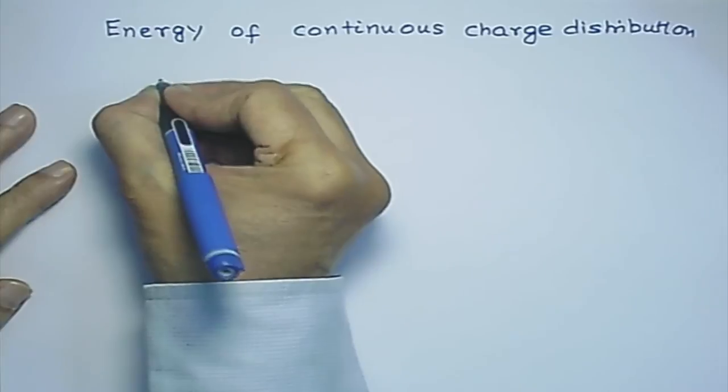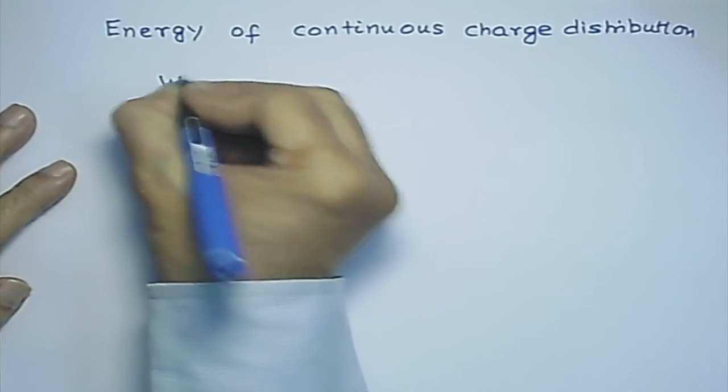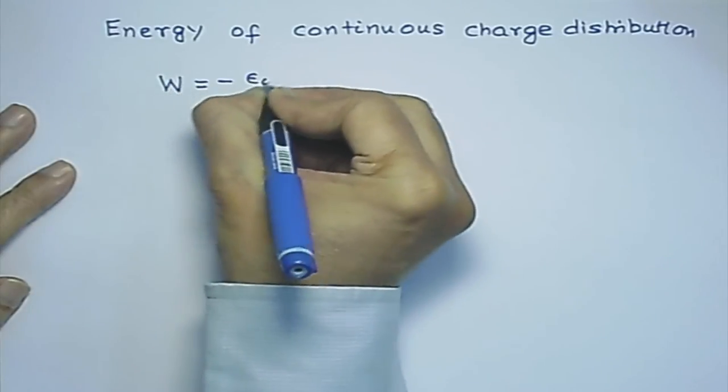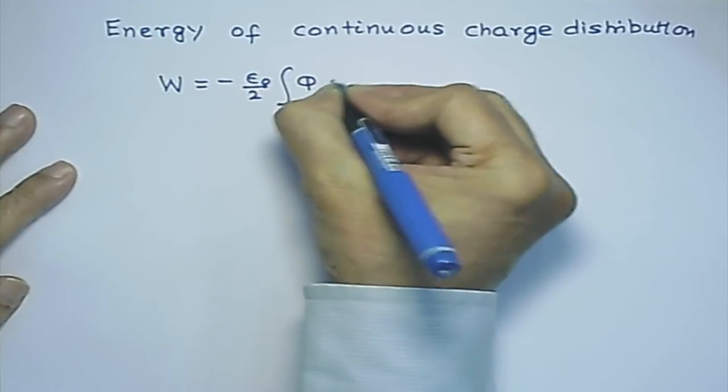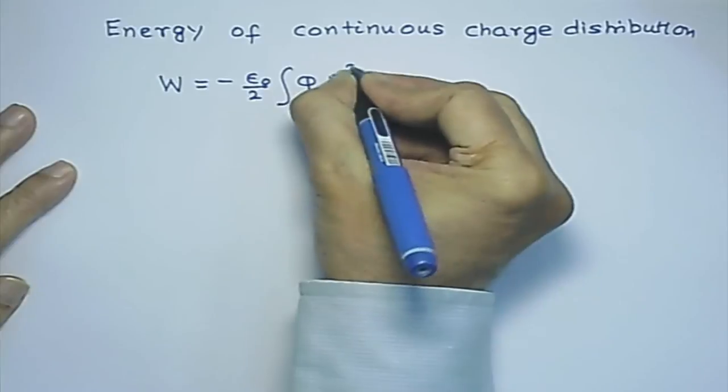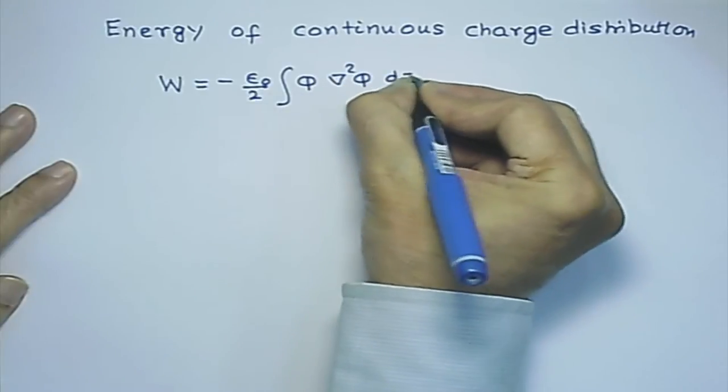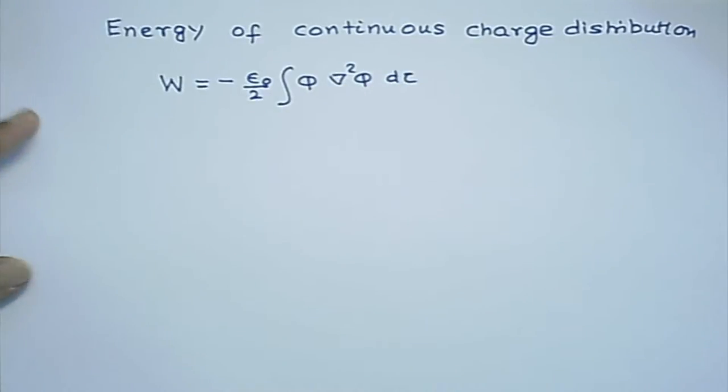Okay. So we found that the energy W is given by minus epsilon 0 by 2 integral phi del square phi d tau, where I am dropping the dependence on r. Now I do a little bit of arithmetic.